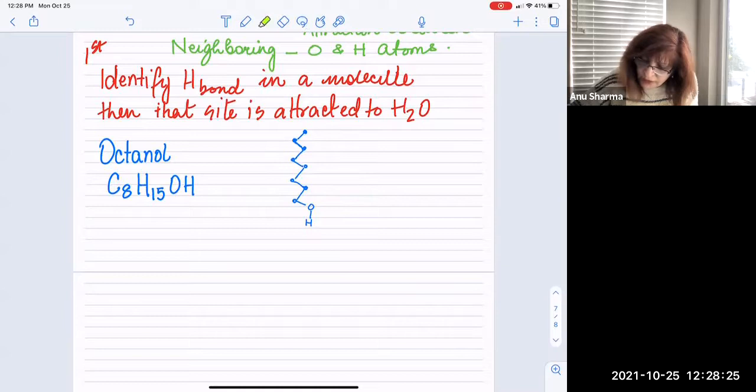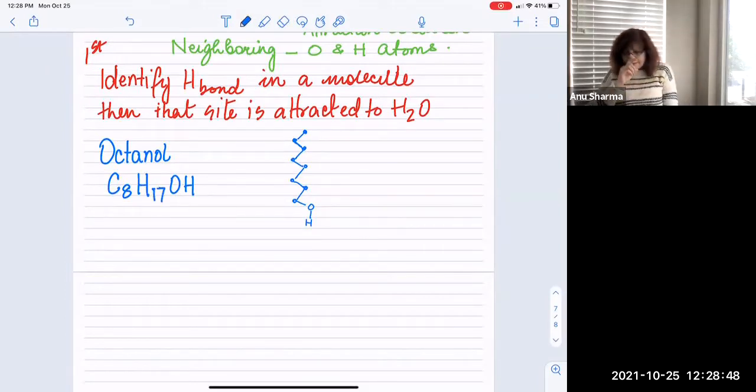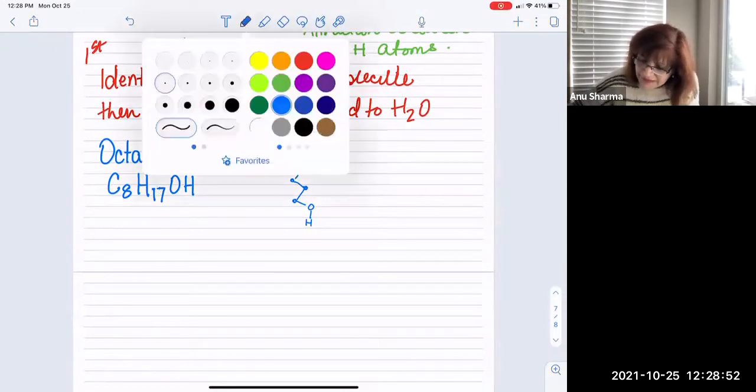So did we get 1, 2, 3, 4, 5, 6, 7, 8, 9, 10, 11, 12, 13, 14, 15, 16, 17, and 18? Okay, all right. So this is what you have. Now this is called octanol.